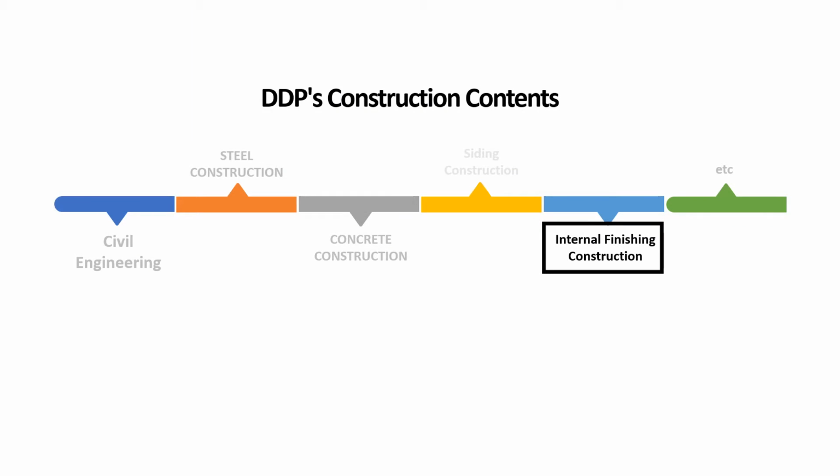Hi, this is Team 8. We explained civil engineering and steel, concrete, and siding construction. Today, I will first give an additional explanation of the aluminum panel, cover the internal insulation construction, and introduce the process of making glass using DDP.